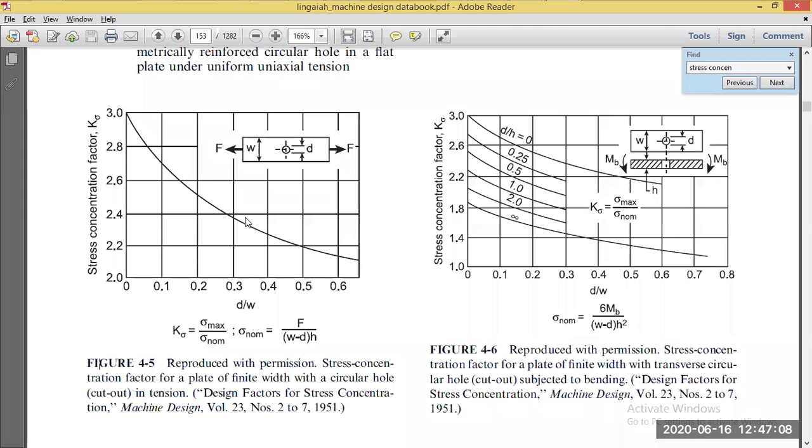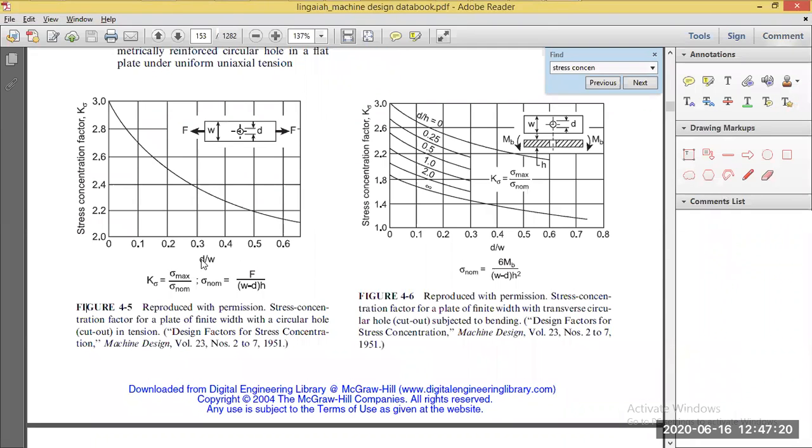We need to go back to the data handbook. Check out the data handbook, you have the K sigma value over here. That means we need to find the value of d by w. See the x-axis here, you can write over here. In the x-axis, you have this d by w, which you need to extract from the diagram.